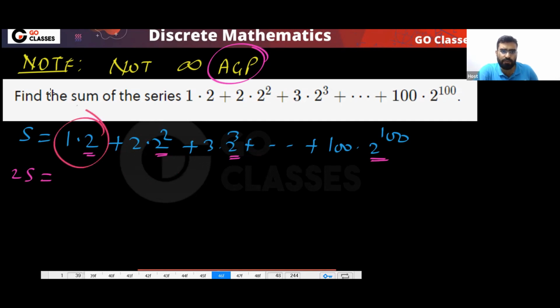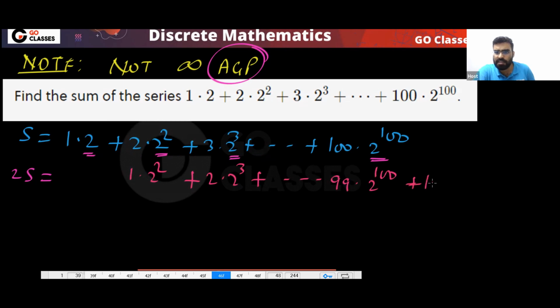So multiply with 2. If you multiply this with 2, we get 2S. If we multiply this with 2, we will get this. If we multiply this with 2, we will get 2 into 2 cubed, and so on. You shift it, and the previous term comes here when you multiply by 2, and finally this will be 100 into 2 power 101, because we are shifting. I am multiplying with 2 and shifting, multiply and shift. Is this clear to everyone?